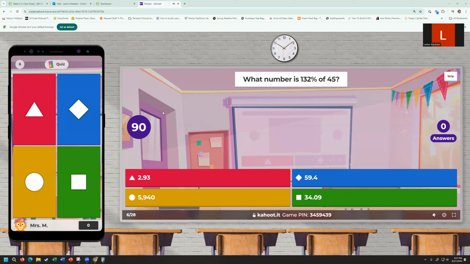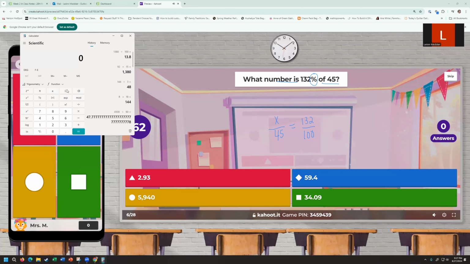So it says, what number is 132% of 45? So let's see if we can work this one out real quick together. So I've got, I don't know the is, what number, percentage I have, and the of 45. So x over the 45 is over of equals percent over 100. Get my calculator handy, and you'll kind of get a feel for these cross multiplication problems after a while.